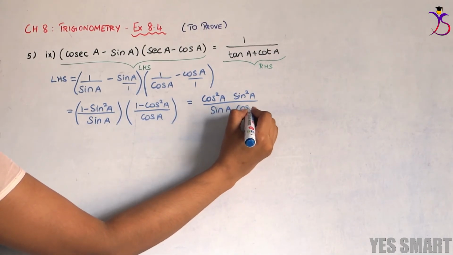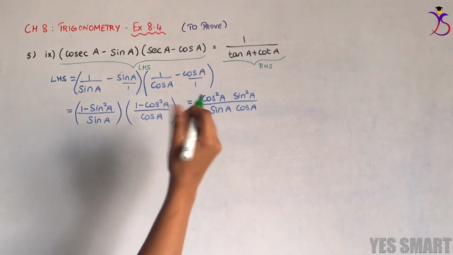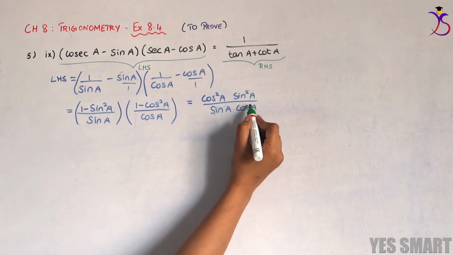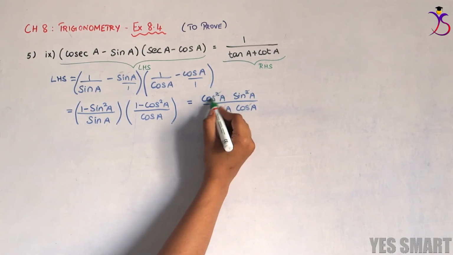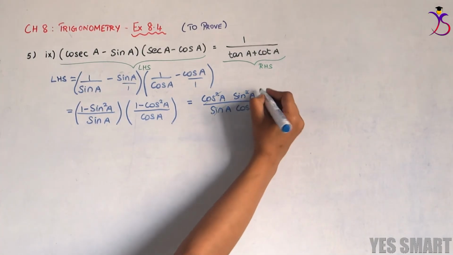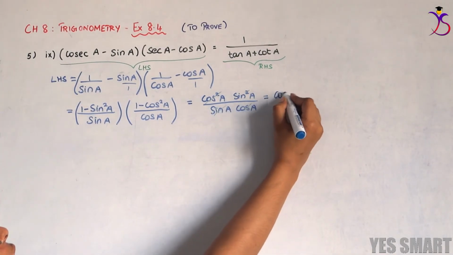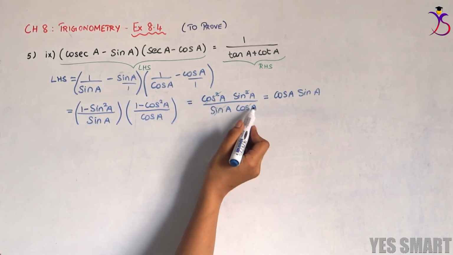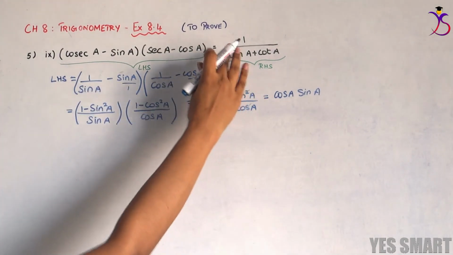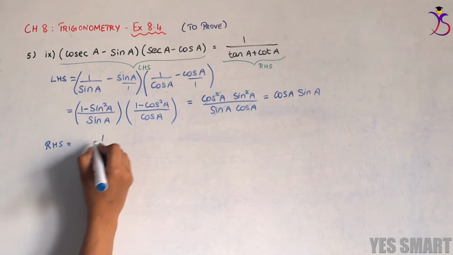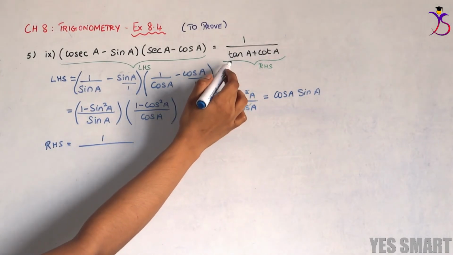Now, the numerator and denominator can be cancelled because there are 2 terms in the numerator, that is sin square A has 2 sin A. So, I am just cancelling 1 sin A from the numerator and denominator. Similarly for cos A as well. Hence, we will have the remaining term as cos A sin A. Now we are going to take the RHS as well and check whether it also gives us the same value.